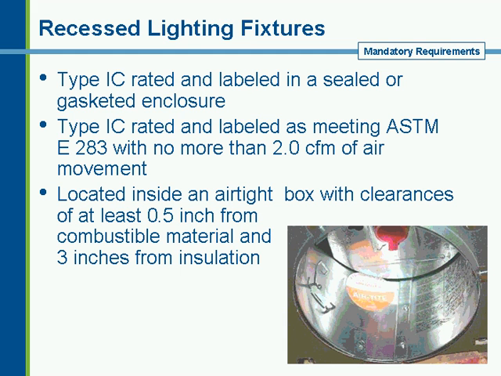Recessed lighting fixtures. The type IC rated, or insulation contact, and labeled in a sealed or gasketed enclosure. You're also going to have type IC rated and labeled that meets the ASTM E283 requirements, that has no more than 2.0 CFM of air movement. But then there's also another requirement if you don't have a type IC rated can: that it be located inside an airtight box with clearances of at least 0.5 inches from any combustible material and any insulation, and 3 inches from any insulation contact as well.